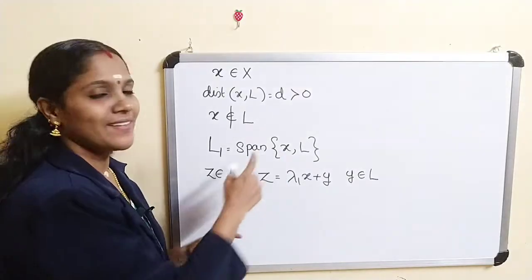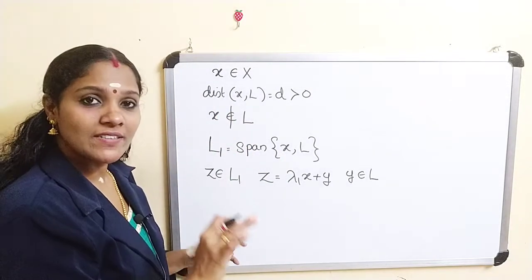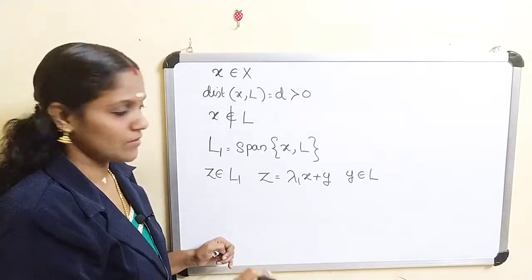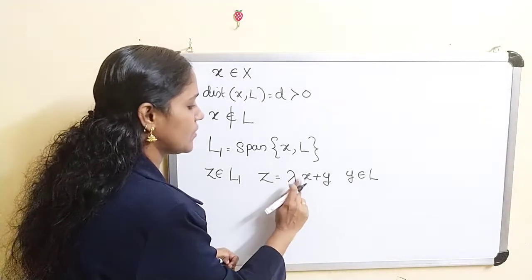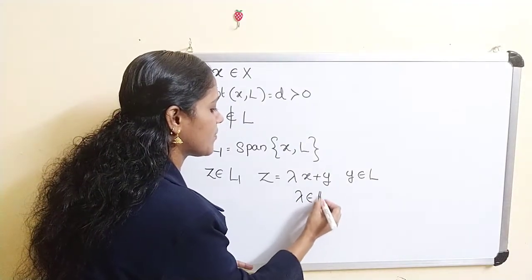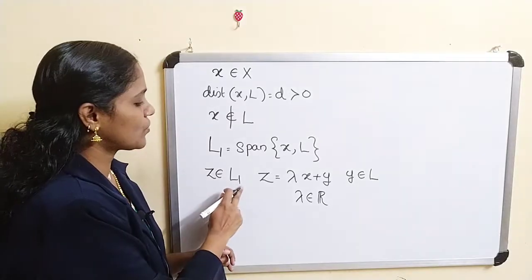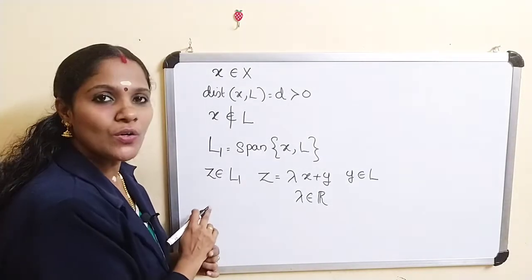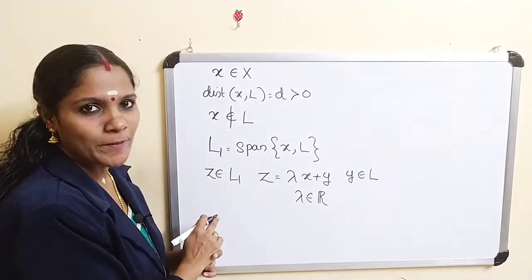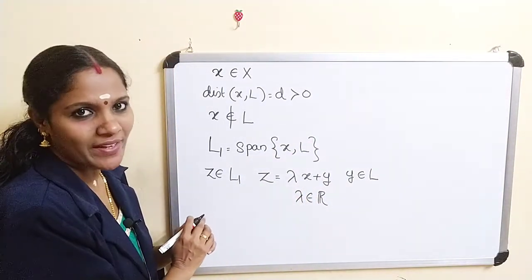Okay. Now here we are considering capital X, a vector space over real numbers. So you can write lambda, where lambda is a real number. For any z belongs to L1, z is equal to lambda x plus y. Now we are going to show that this representation is unique.